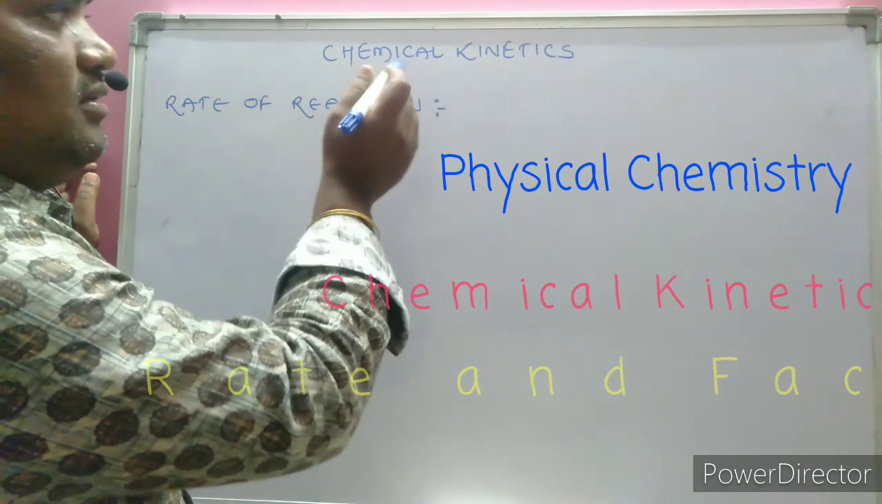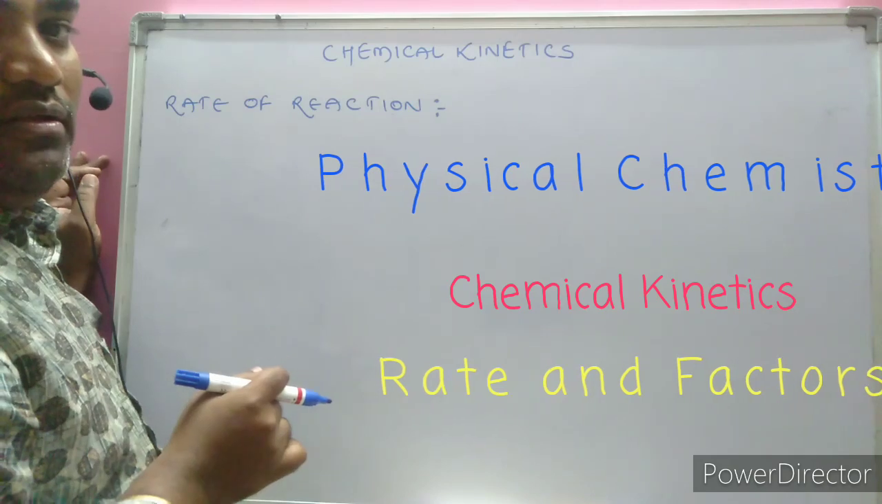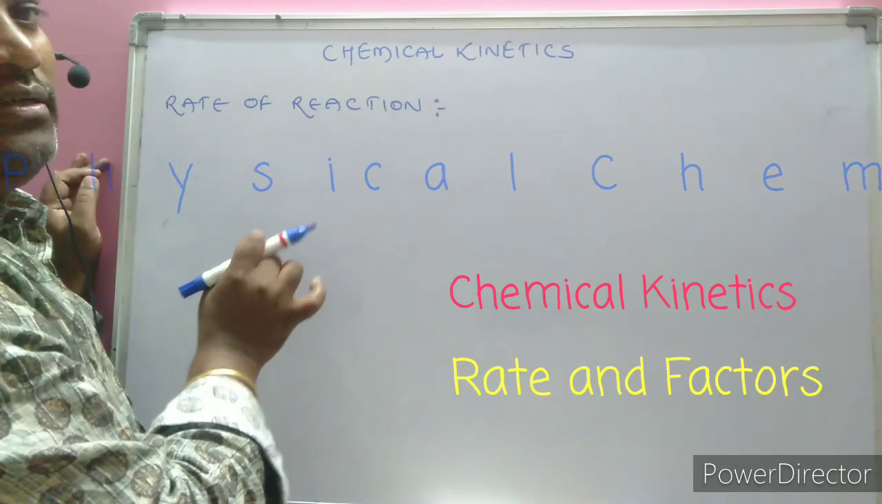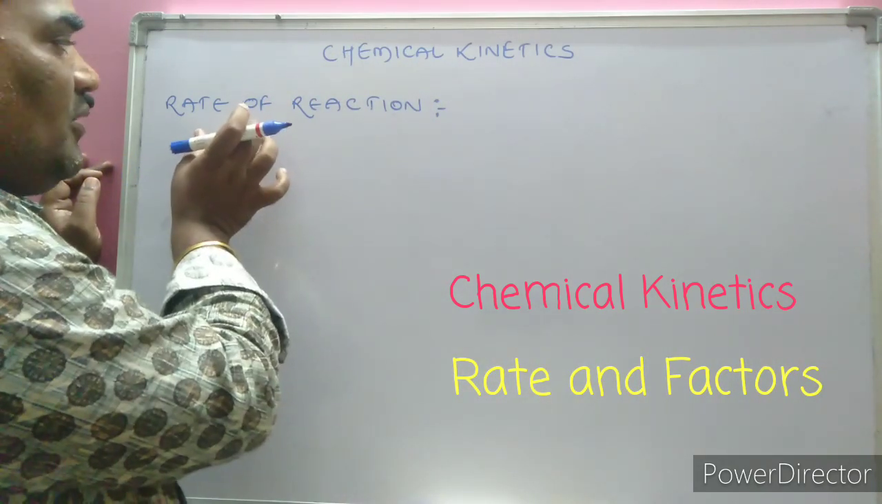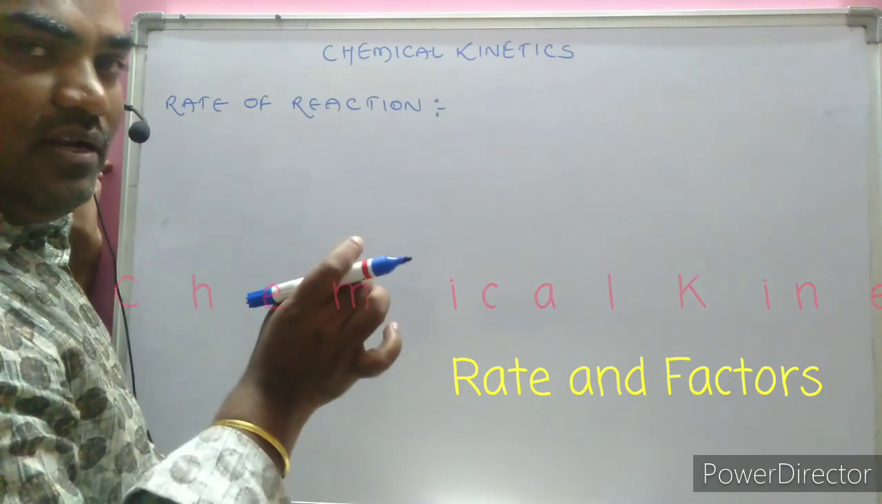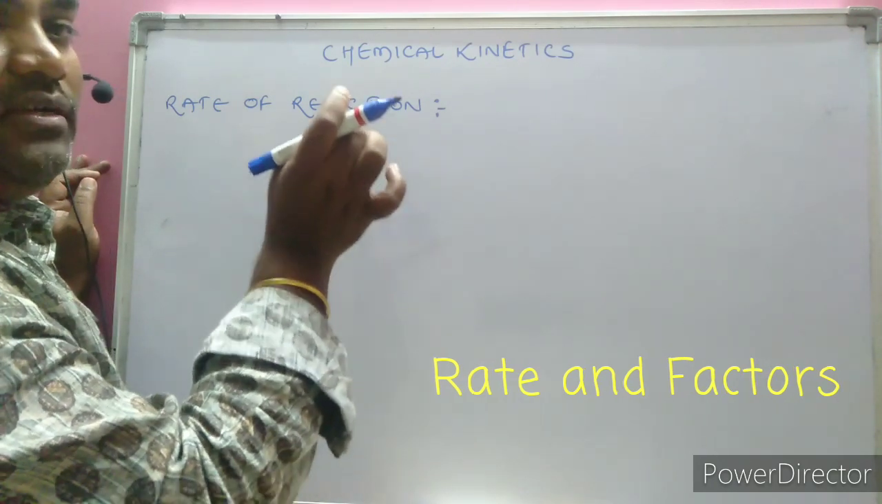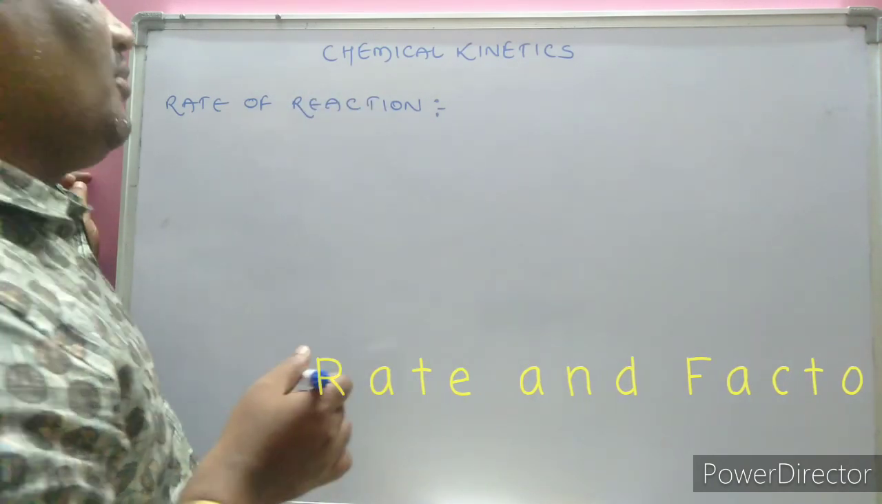Today the discussion is regarding one of the most important physical chemistry lessons, that is chemical kinetics. Under that, the topic is the rate of a chemical reaction. What do we mean by the rate of a reaction, and what are the factors influencing the rate of a chemical reaction, is the topic.